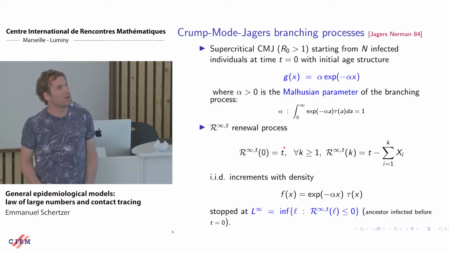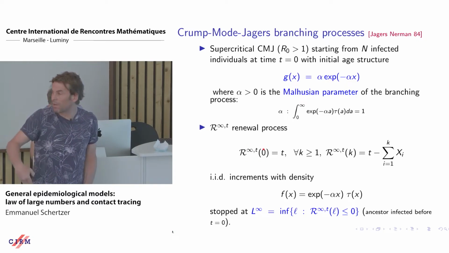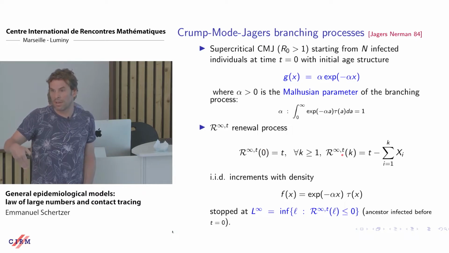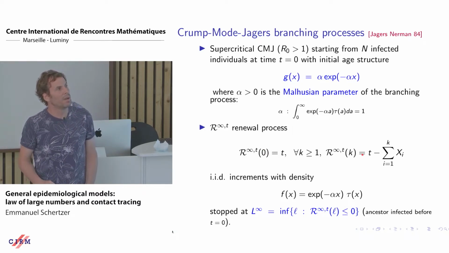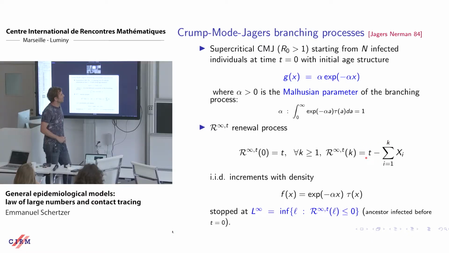So if I condition on the infection at time t, my process starts at t, and since I go backward in time, my renewal process makes negative jumps. And the negative jumps here are chosen according to the density tau of x, which is the intensity measure of my infection process, multiplied by this exponential term.